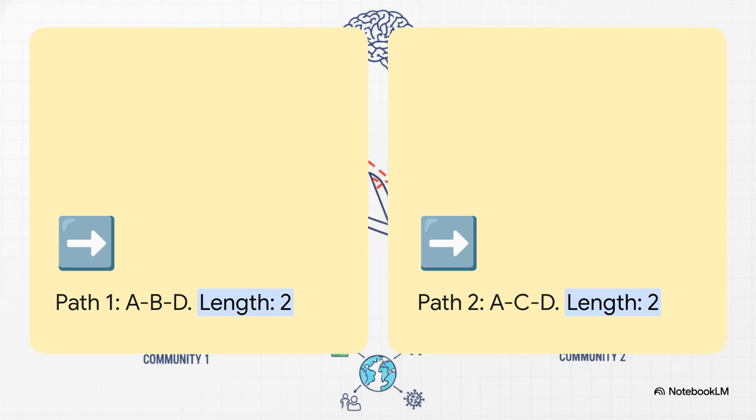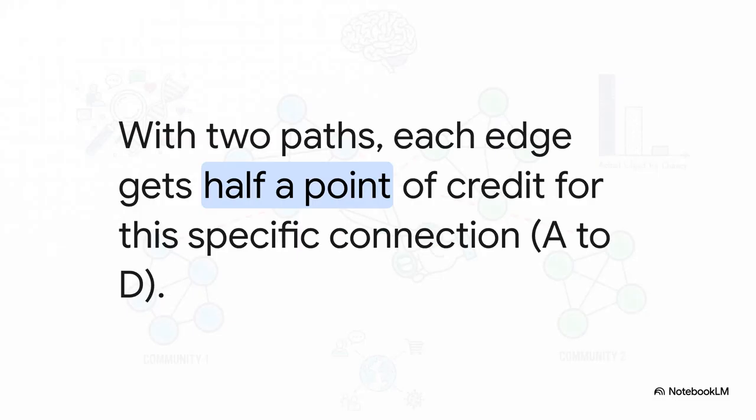So the algorithm has to be smart about this. Because there are two equally short paths, the algorithm splits the credit evenly. Think of it like one unit of traffic going from A to D. Half of that traffic goes along the ABD path, and the other half goes along the ACD path. So each of those edges, AB, BD, AC, and CD, gets half a point added to its score.